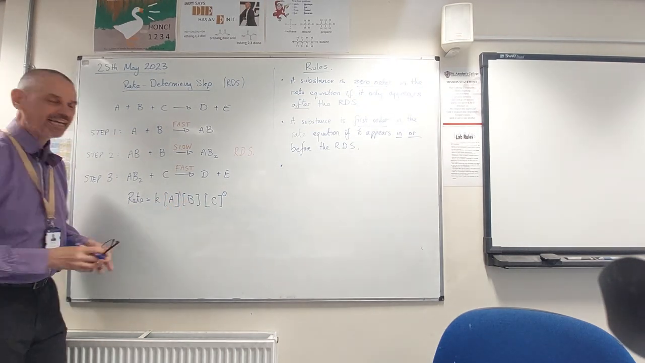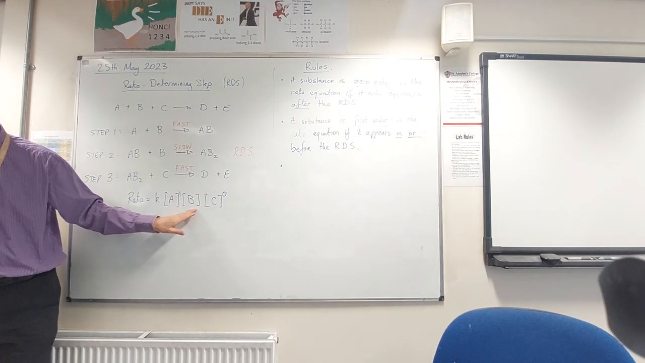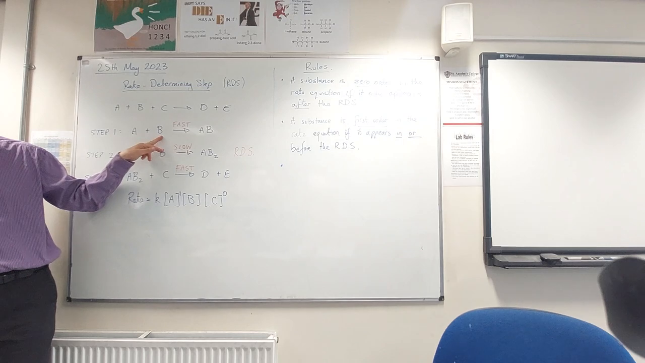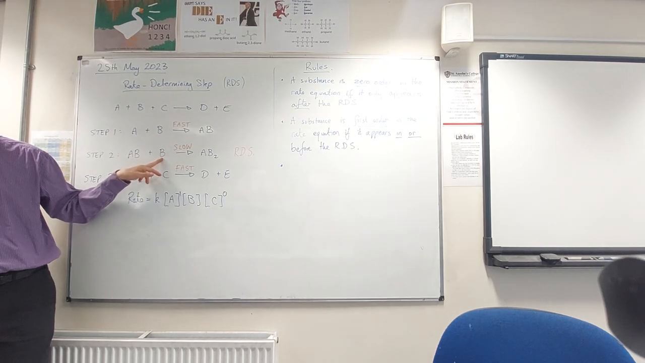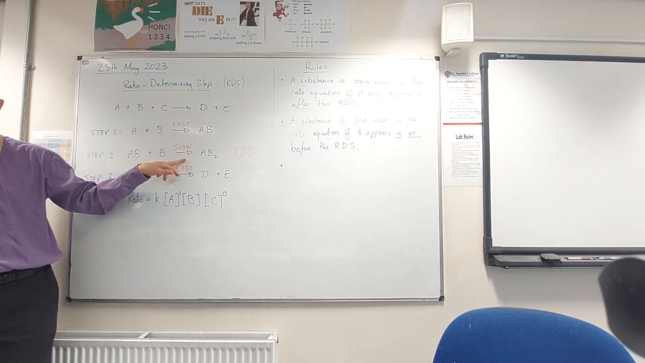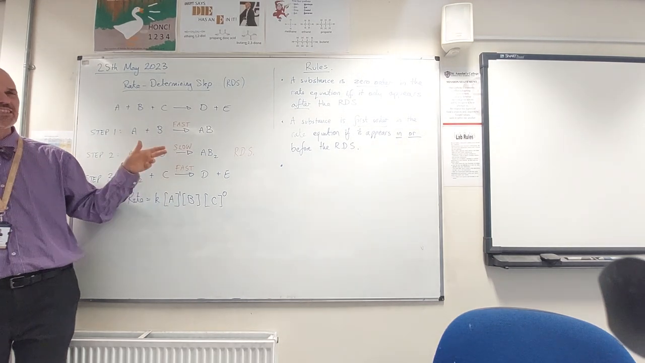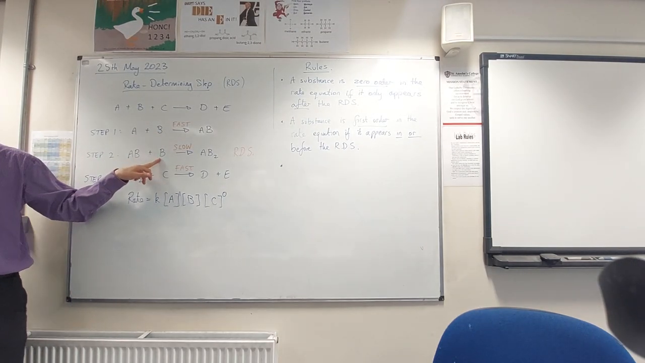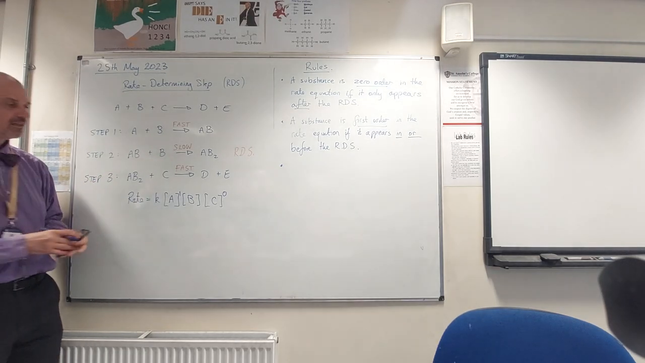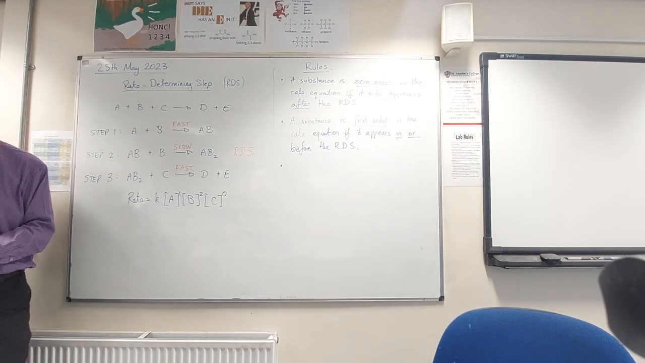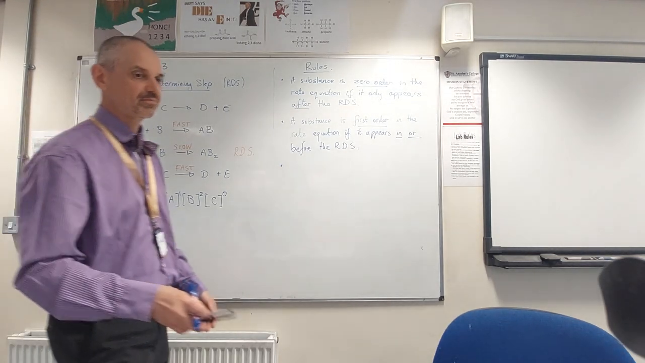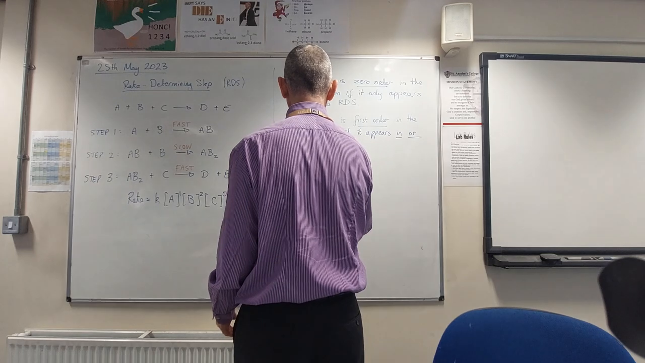Okay, so the interesting one here is B. B appears in the first step and it appears in the second step, and both steps are in or before the rate determining step. So B has appeared twice. It's going to affect the rate of the first reaction, it's going to affect the rate of the second reaction. And that's why things are second order. That's actually the only reason why reactants are second order. And that's our last rule.